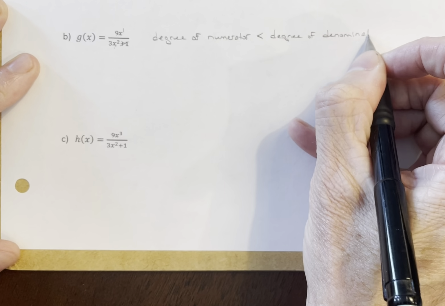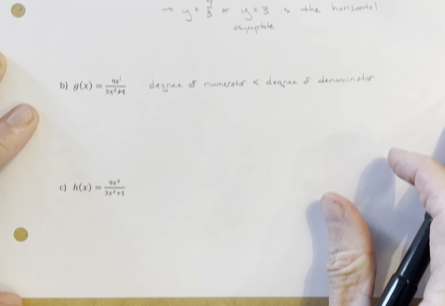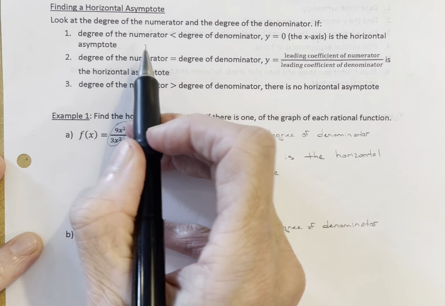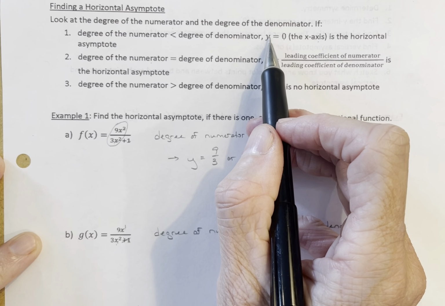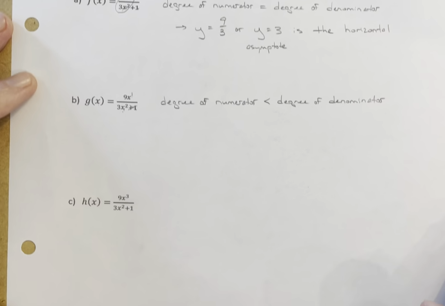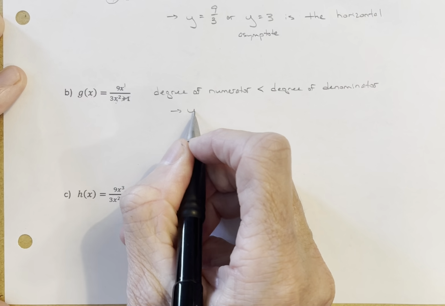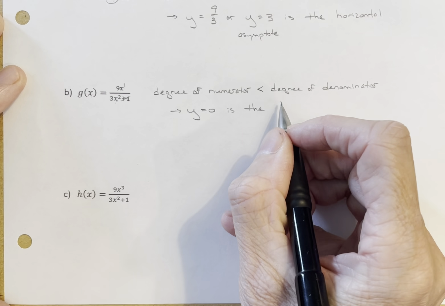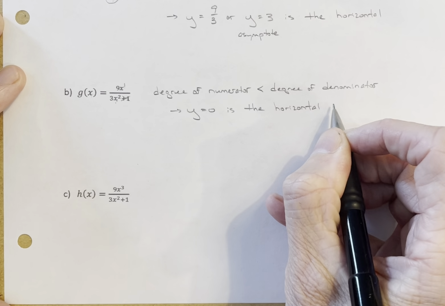Okay, which tells us, if we look back at our little cheat sheet up here, the degree of the numerator is less than the degree of the denominator. We do have a horizontal asymptote. It's the x-axis, the equation of which is y equals 0. So y equals 0 is the horizontal asymptote, and we only have one horizontal asymptote, if there is one.